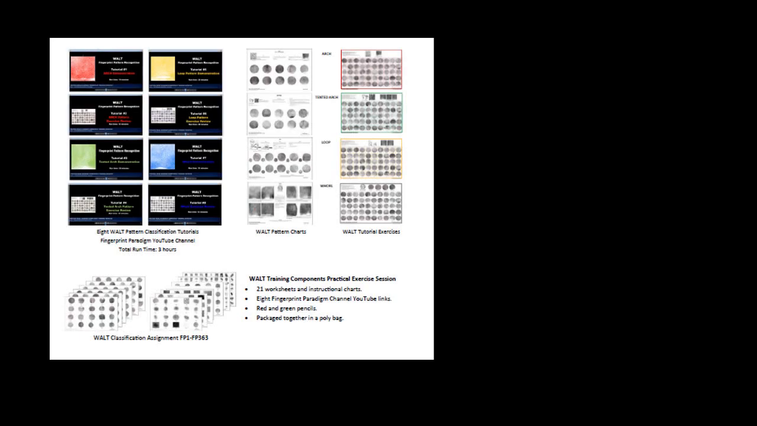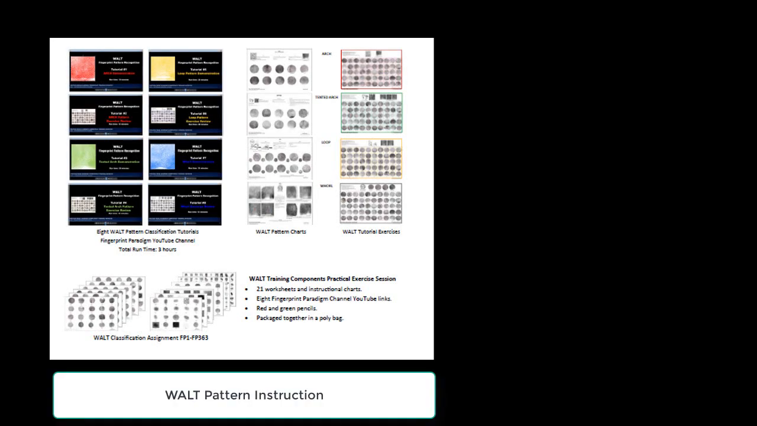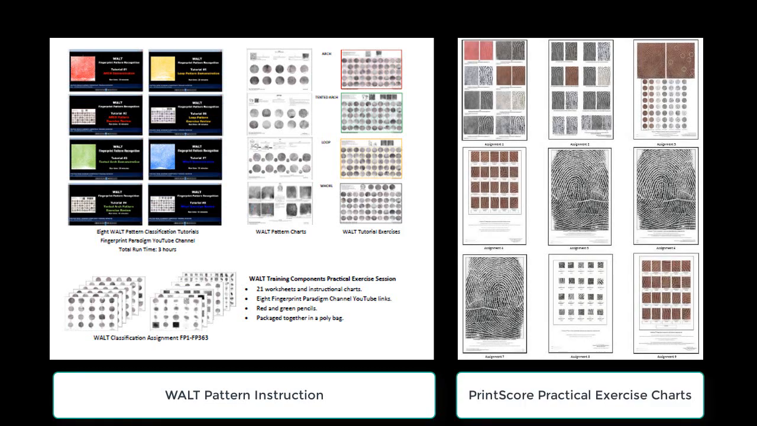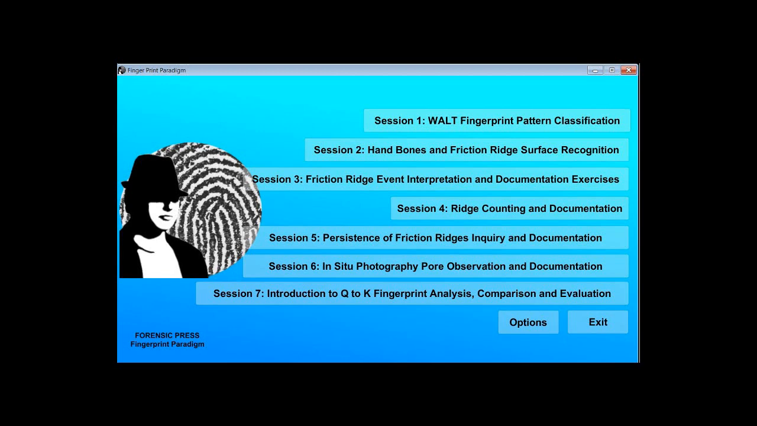At this point in the training, you should have already completed the Walt pattern classification instruction and the 9 print score practical exercises that were in your Forensic Press print pack. The Fingerprint Paradigm thumb drive program consists of 7 sessions, all of which have multiple assignments for you to complete on the computer monitor. I'm going to review and demonstrate each of the 7 sessions by double-clicking the title so that we can examine the different activities in each assignment.